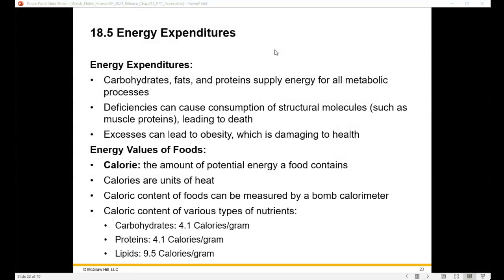Caloric content of foods can be measured by a bomb calorimeter. Caloric content of various types of nutrients include carbohydrates at 4.1 calories per gram, proteins at 4.1 calories per gram, and lipids at 9.5 calories per gram.